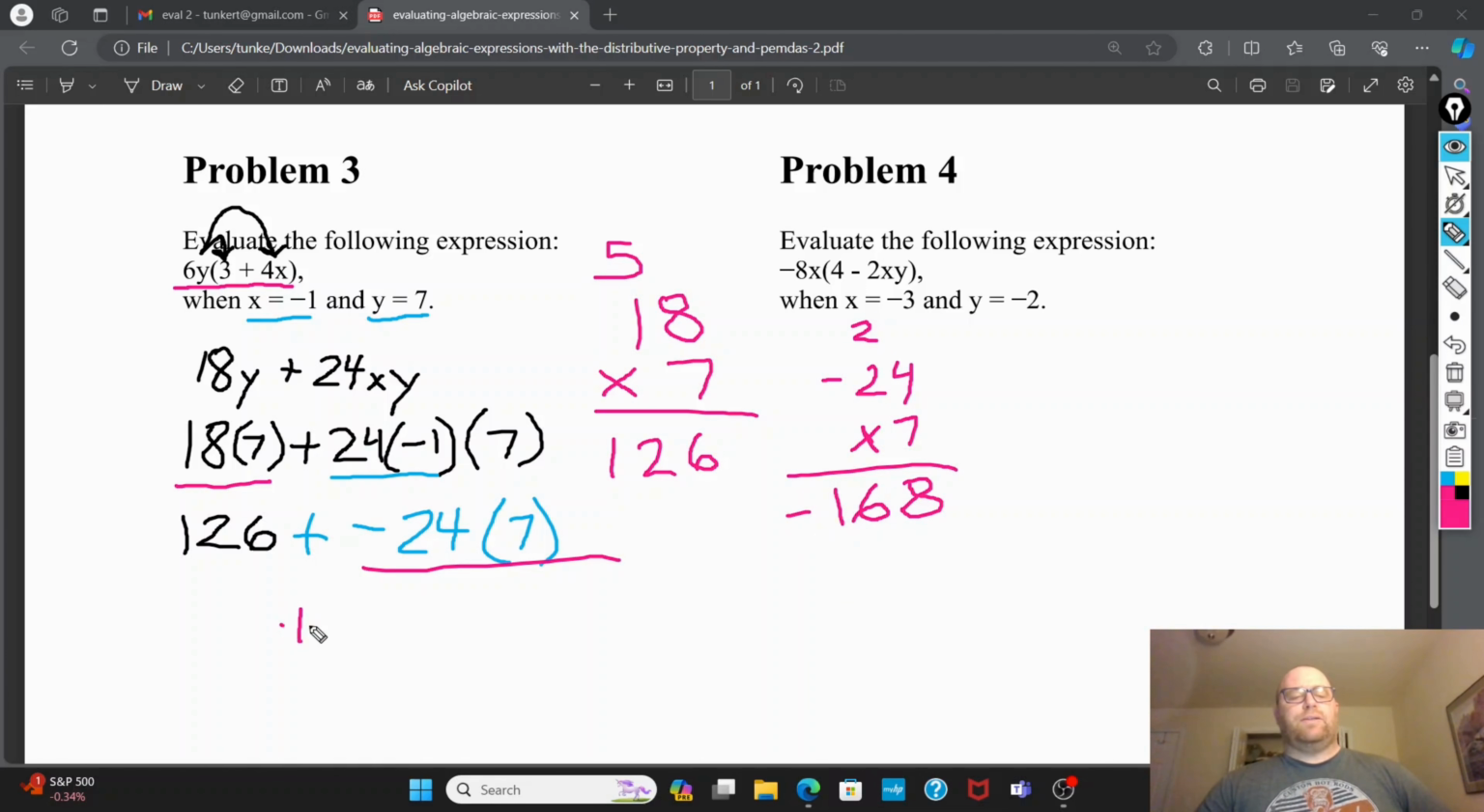Okay, so plus negative 168. And we have 126 plus that. Now 168, we're adding two numbers with opposite signs. So 168 is further away from 0 than 126 on the number line. So we're going to take 168 and we're going to subtract 126.